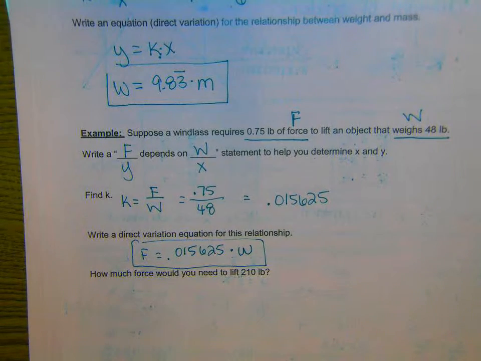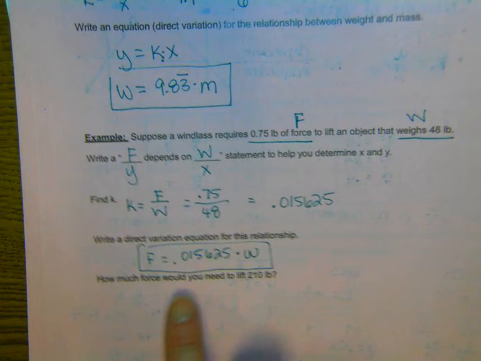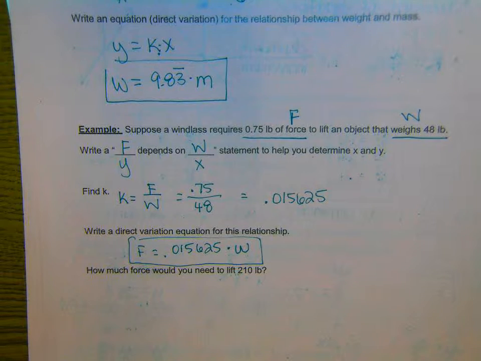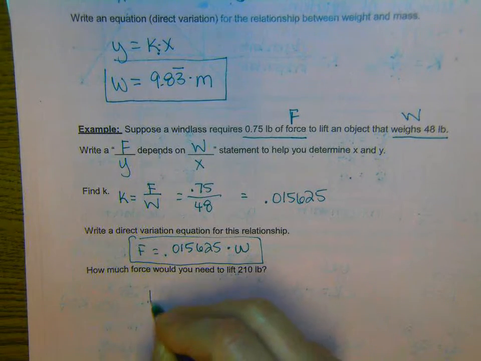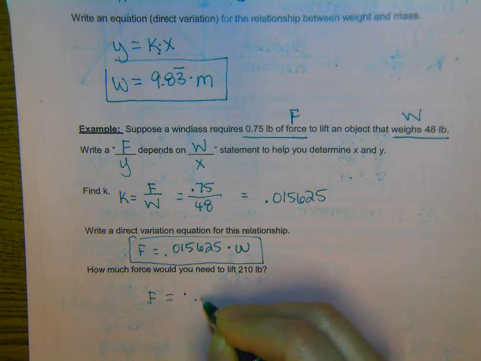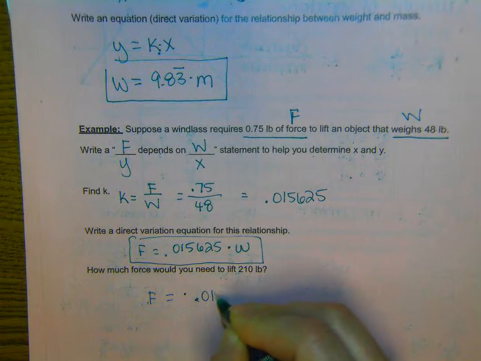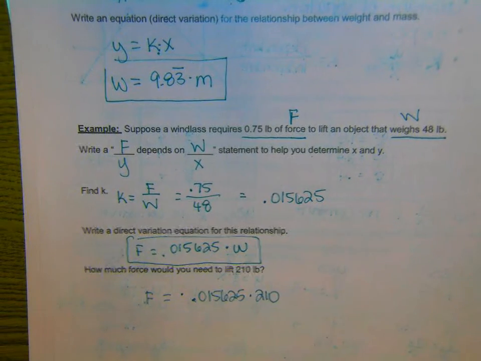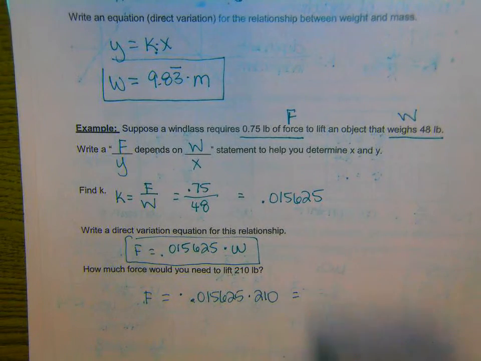Alright, so then I can use that equation to answer any other question regarding that same windlass and how much force it needs. So if I said how much force would you need to lift 210 pounds, can't I put that 210 in for W? Let's figure it out. I'd have to do 0.015625 times 210. It is what?